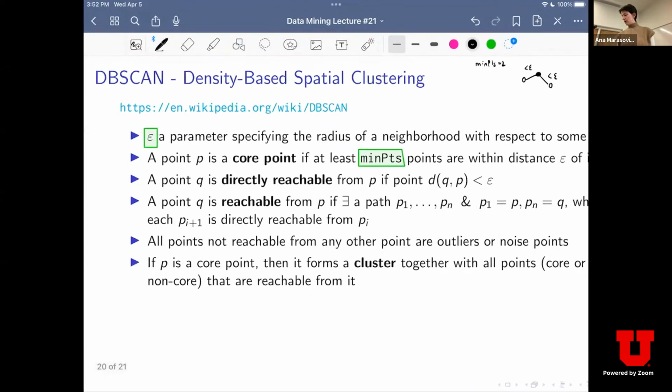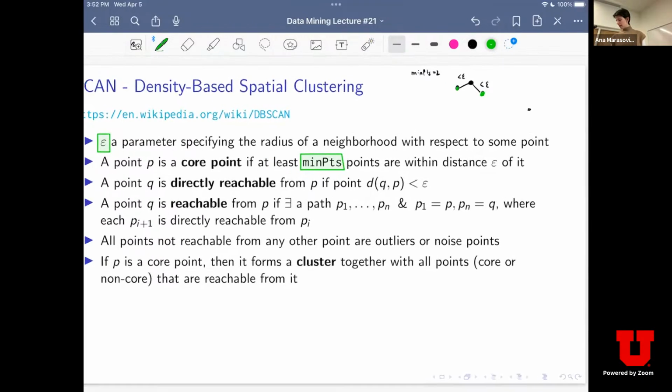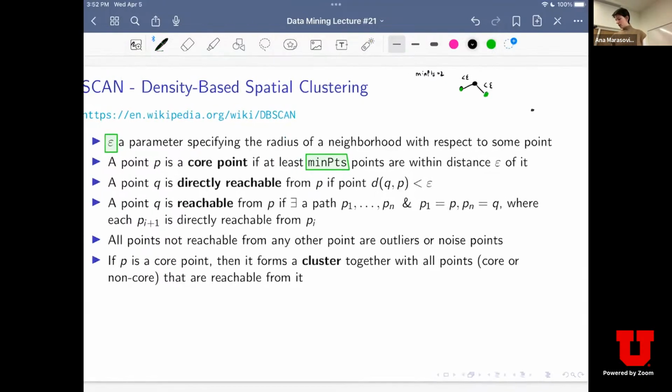A point Q is directly reachable from point P if its distance from P is less than epsilon. So these two points are directly reachable from P. And then you might have just reachable points from point P. These are all points where there exists a path between that point and your original point P, and each point in the path is directly reachable from the previous one.